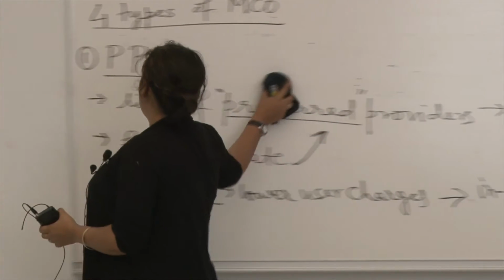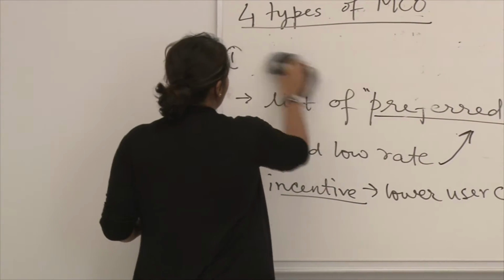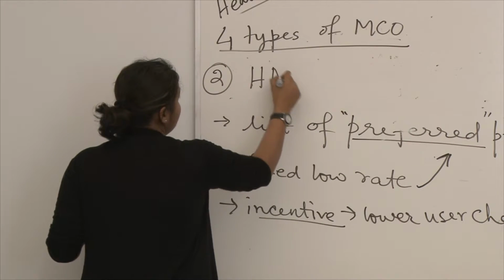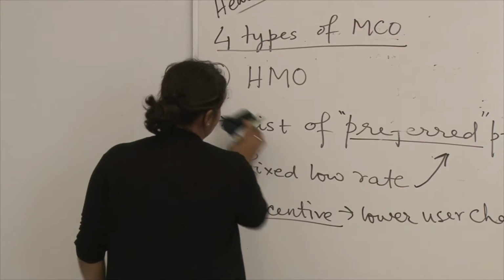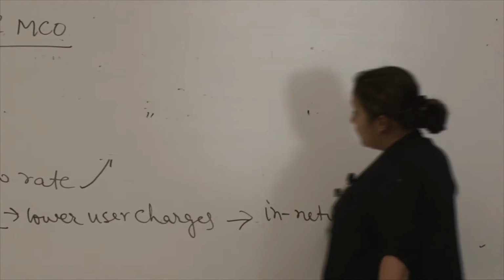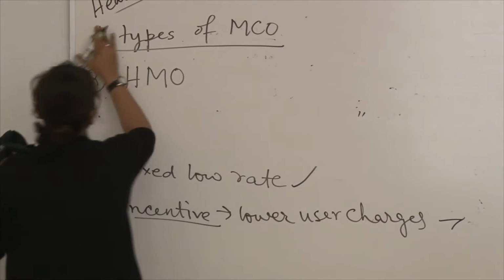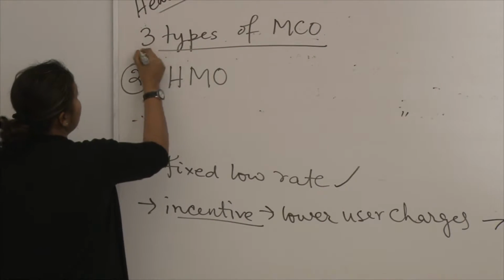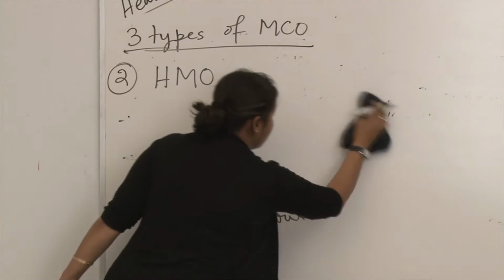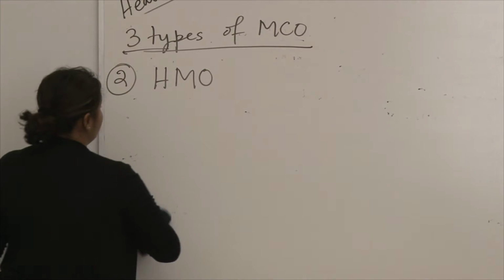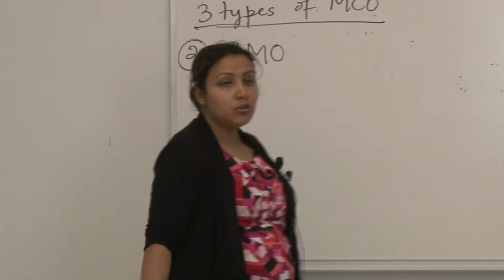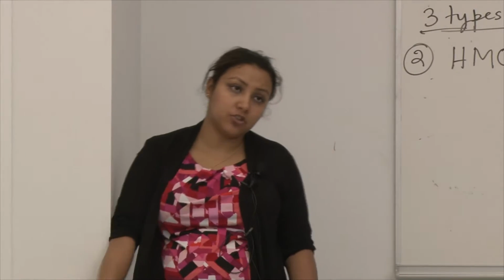The second type of MCO is the HMO, the Health Maintenance Organization. Oh, did I say 4 types? This will be 3 types, sorry. 3 types. Please correct that. Okay. So the second type is HMO, that is Health Maintenance Organization.